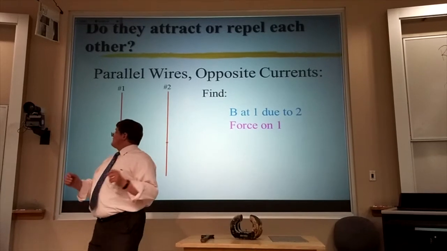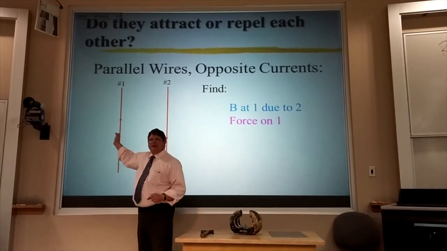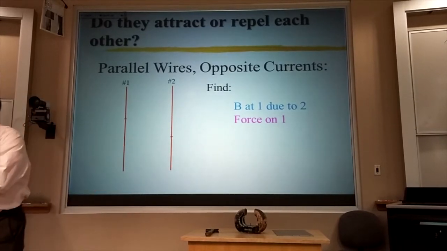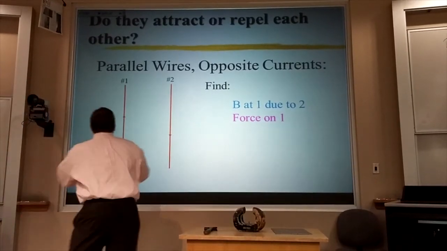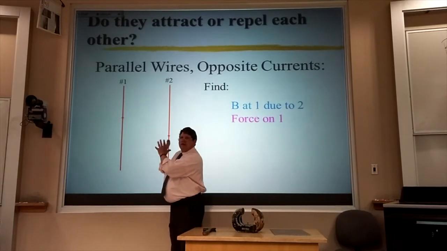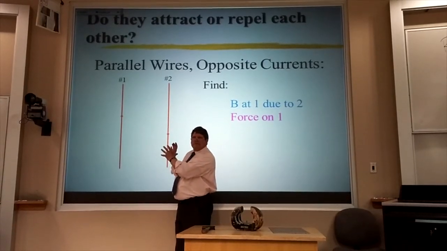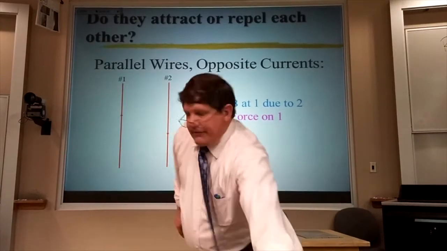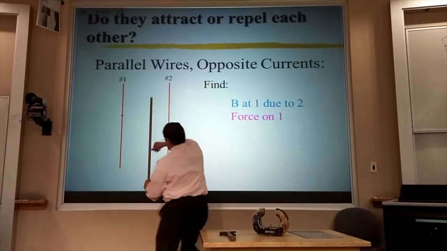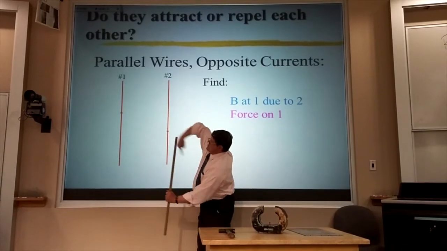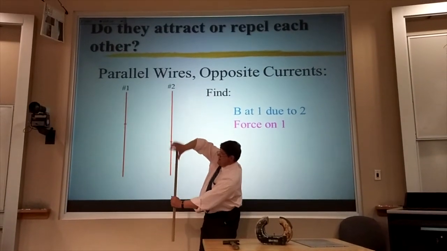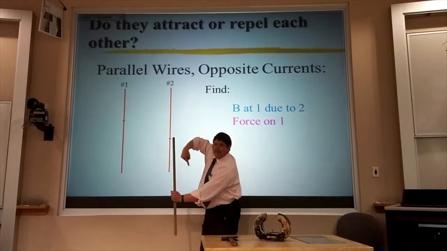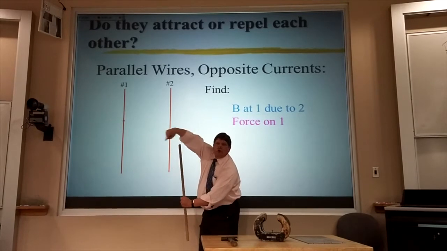What I don't care about is the field due to wire one. Wire one doesn't push on itself. It's being pushed on by wire two. So I want to know what the field looks like due to wire two. That's what I care about. Now I know by right-hand rule number two that those field lines due to wire two wrap around this way. I use my right-hand rule number two, wrap around. And that tells me what the field looks like everywhere in the room.